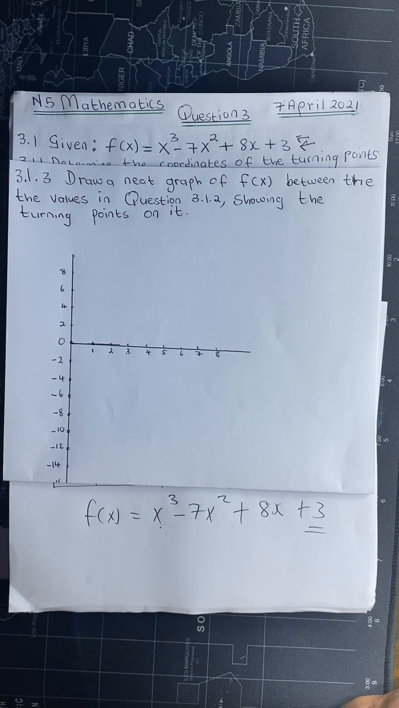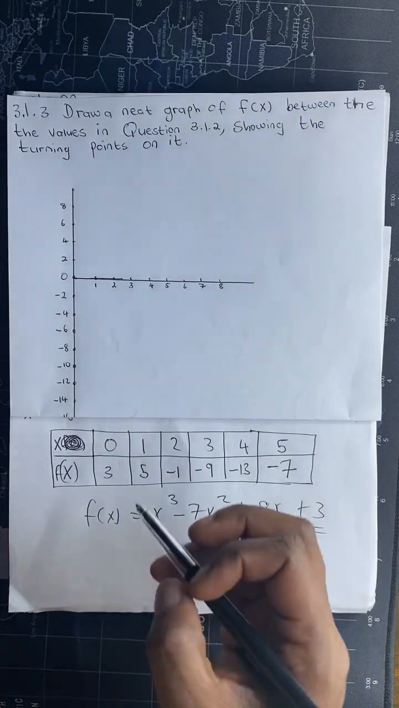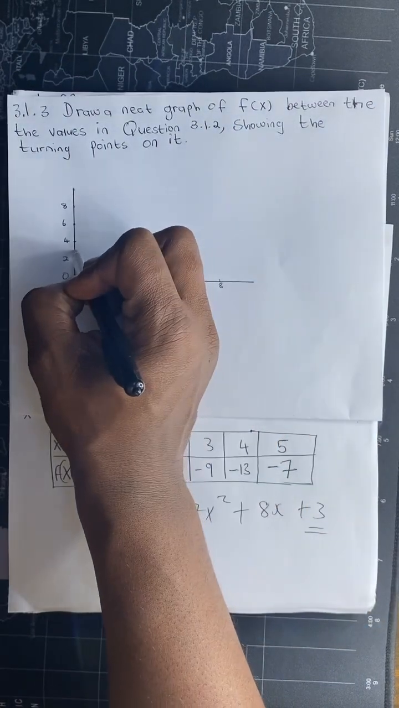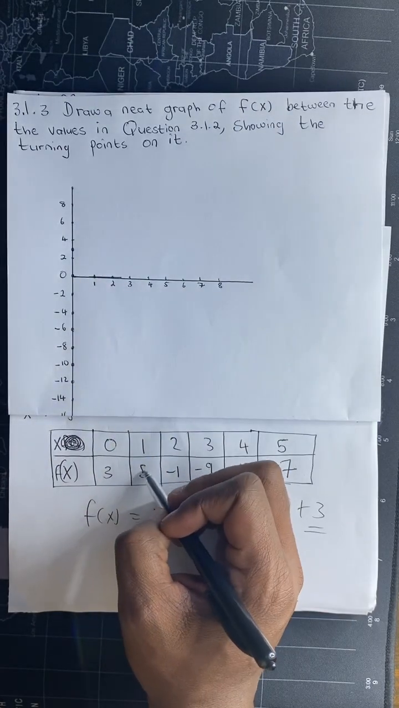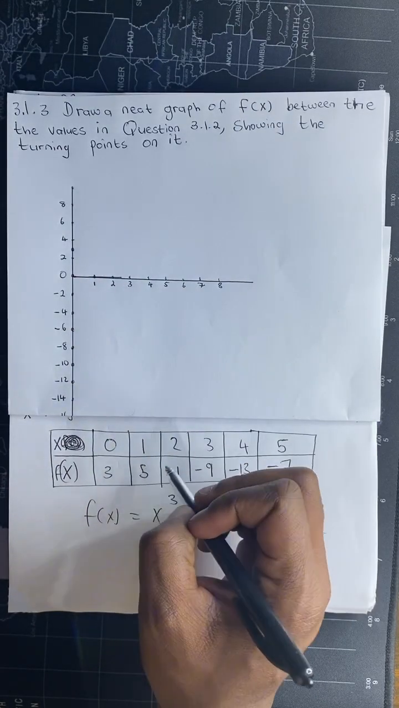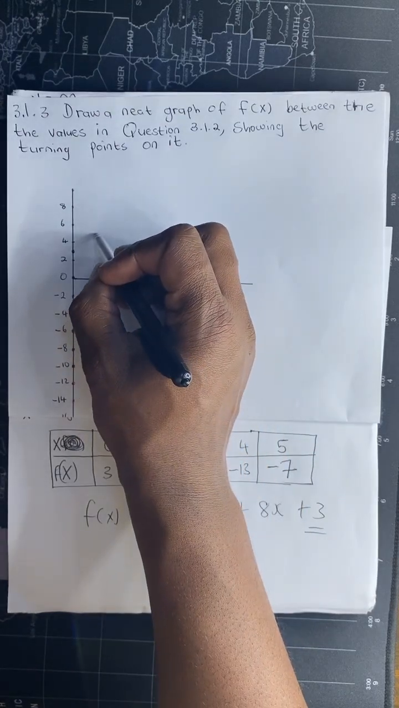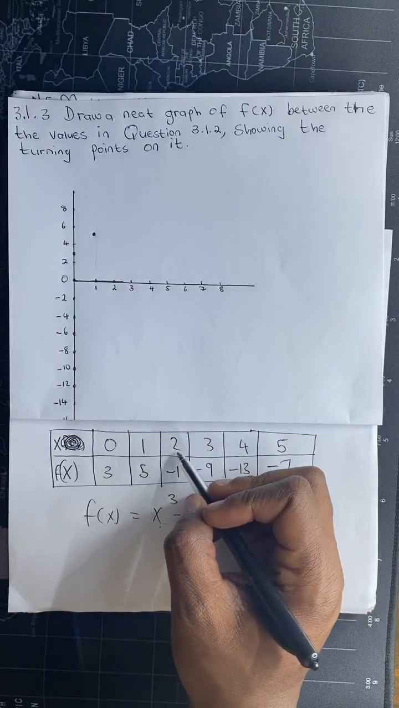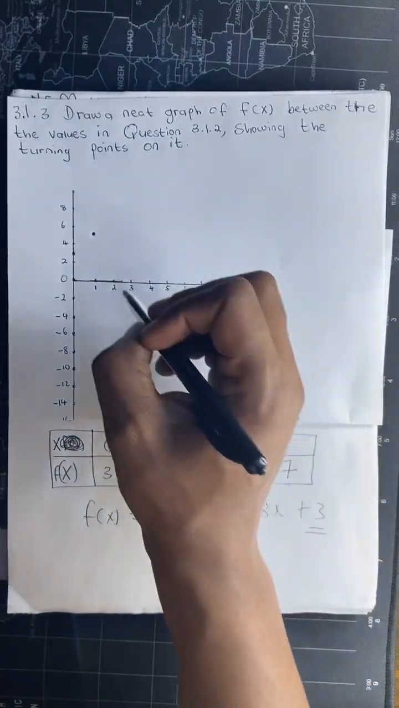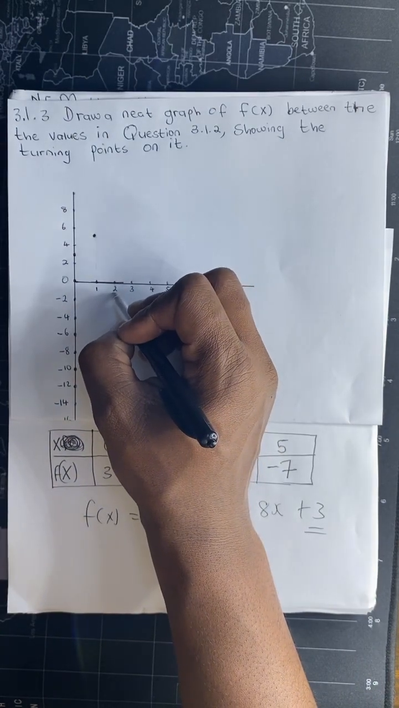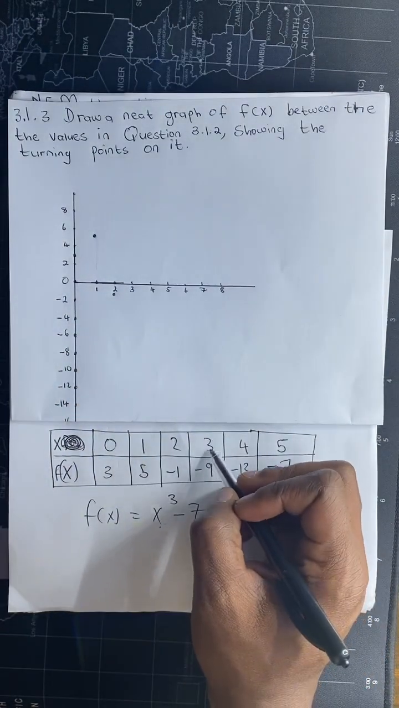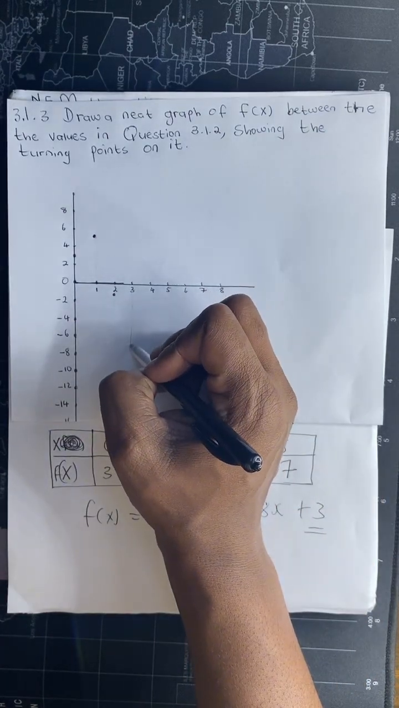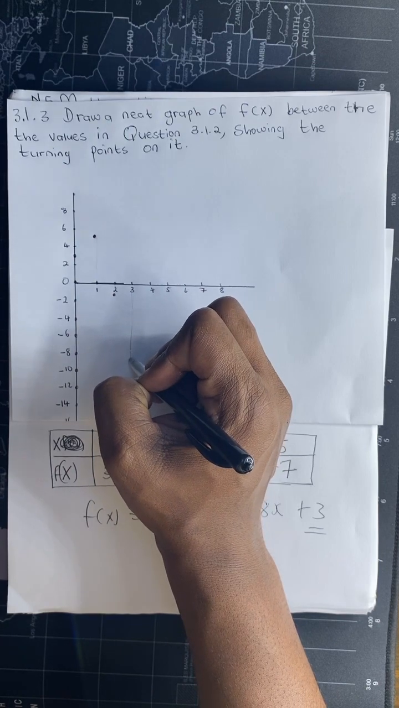Question 3.1.3: draw a neat graph of f of x between the values in question 3.1.2, showing the turning points on it. So we already have our table. If x is equal to 0, y is equal to 3, so our y is going to be somewhere there. When x is equal to 1, y is 5, somewhere there. When x is equal to 2, y is negative 1, somewhere around there. When x is equal to 3, y is equal to negative 9, somewhere there.